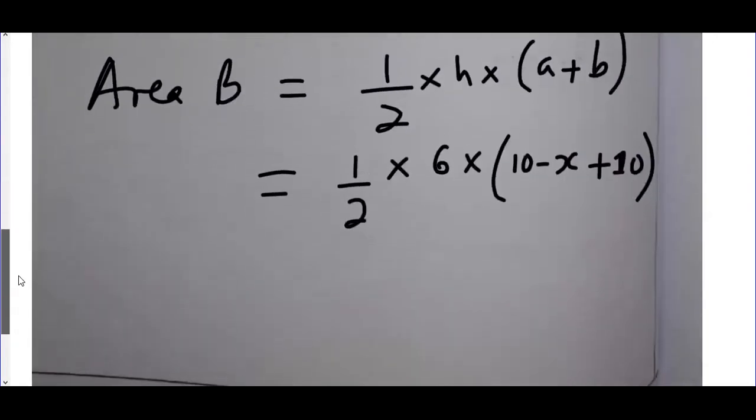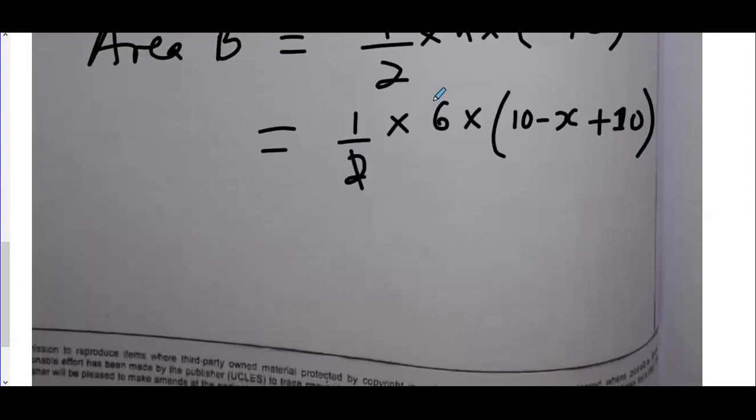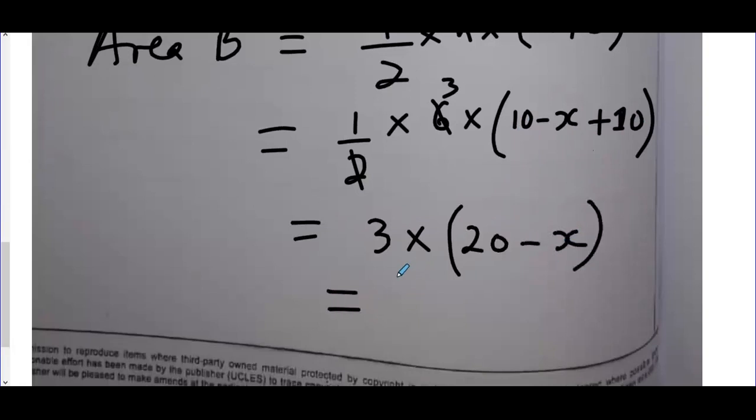So I'm going to go ahead writing 10 minus x plus 10. If you simplify this, you end up getting 3 times, inside the brackets, collecting like terms, 10 plus 10 is 20, then minus x. So you're going to get 3 times 20 minus x. If you want to open brackets, we have 3 times 20, this is 60 minus 3x. Okay, so this is area B. Area B equals 60 minus 3x.